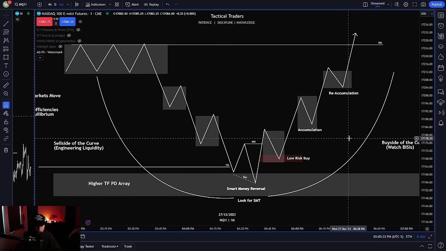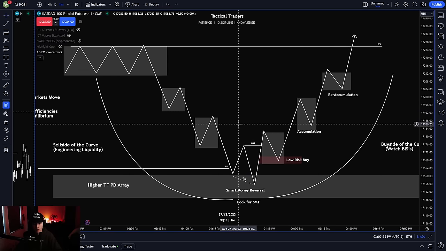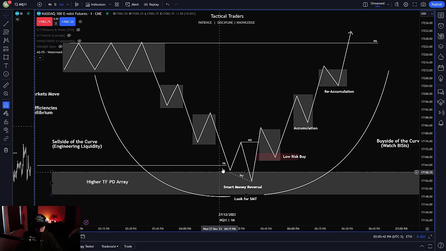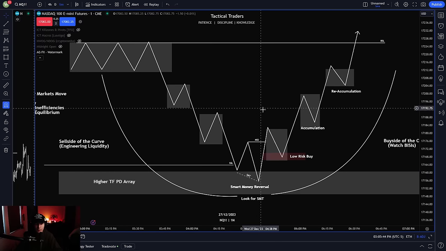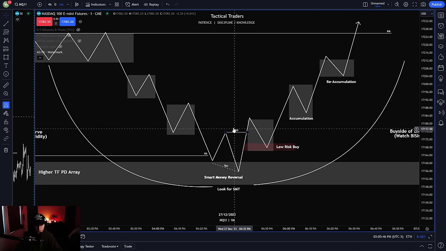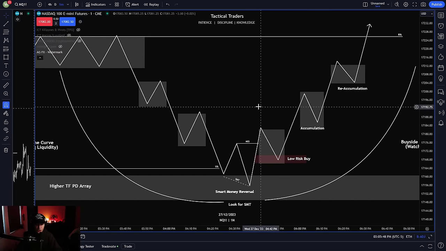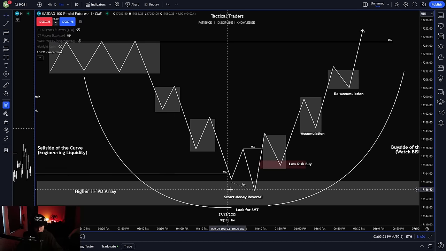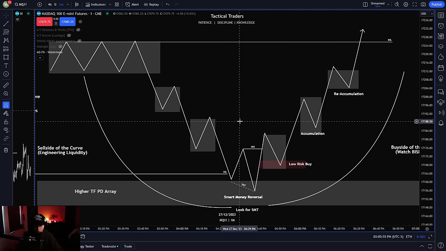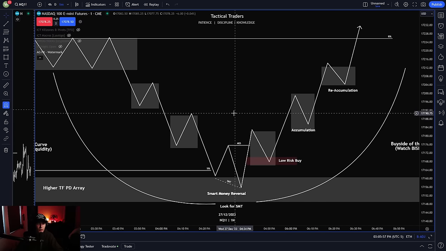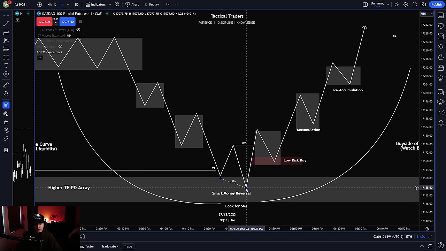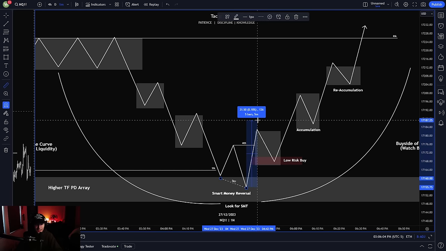Now, what we're looking for here is what we call a smart money reversal. This is where institutions are now loading up their positions. They know that longs have now been stopped out. Again, sell side has been taken. Liquidity has now been purged. And this is where we're looking for a smart money reversal, which is an SMT. So when we come down into a higher time frame fair value gap after the sell side of the curve has finished, we've taken sell side, we're bouncing off of a bigger time frame imbalance. This is where we are looking for a smart money reversal, which is an SMT at the lows, and finally getting displacement back inside of the range, right?